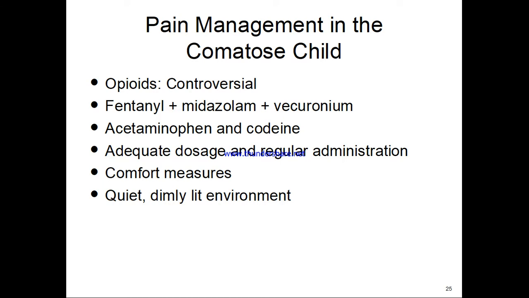The amnestic properties of the Versed are an extra benefit. And vecuronium is the one paralytic that's routinely used for children who are ventilated. We could give acetaminophen with codeine if it's a more mild case and they're able to take PO. We want to ensure regular administration and adequate dosage to keep the pain levels down, and comfort measures like a quiet, dimly lit environment.